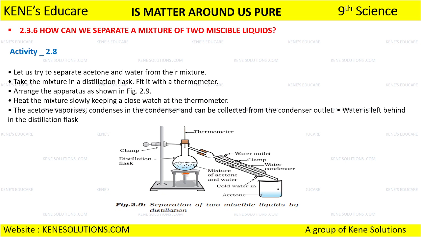I hope everyone is drawing the figure for distillation. Now you should be knowing the arrangement: we have the distillation flask, we have the thermometer arranged on it, and the distillation flask is connected to the condenser, and we have the condenser outlet as well. So you should be knowing the proper labeling and everything.